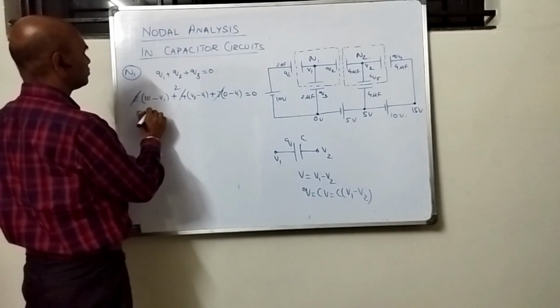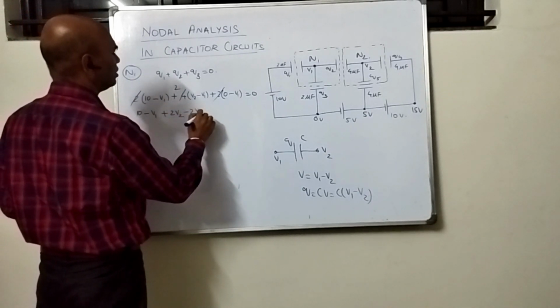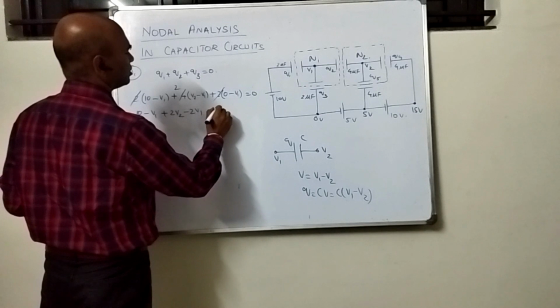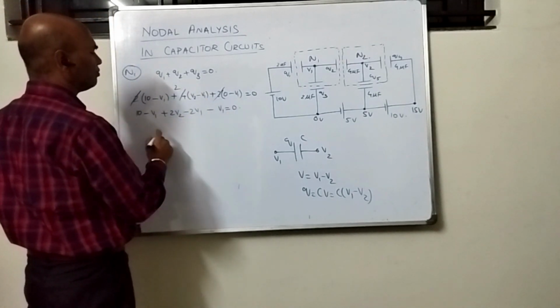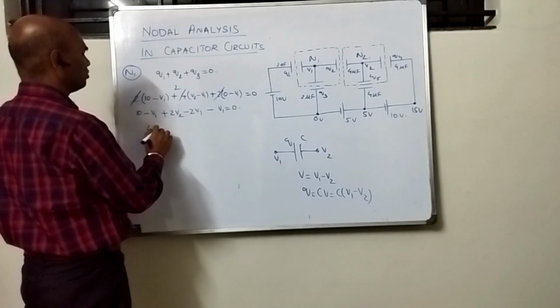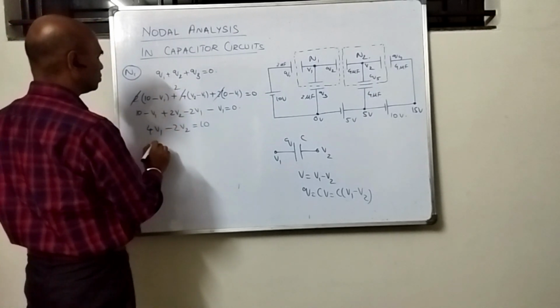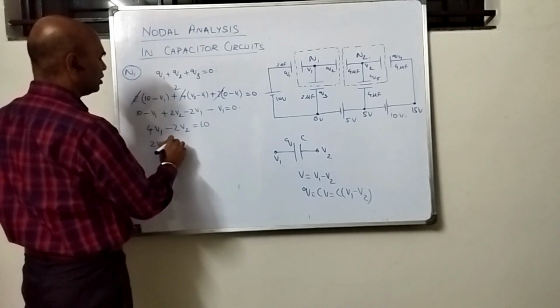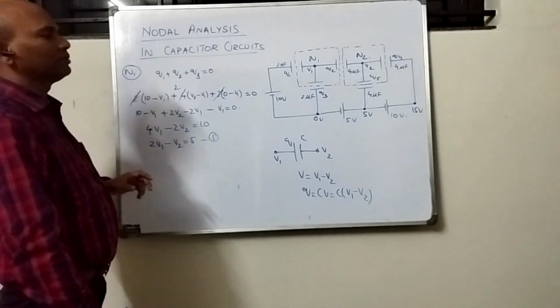So making the cancellation, it must be 2 here. So 10 minus V1 plus 2V2 minus 2V1 minus V1 is equal to 0. So it becomes 4V1 on the other side. So 4V1 minus 2V2 must be equal to 10. Alternately I can say 2V1 minus V2 should be equal to 5. Let this be equation 1.